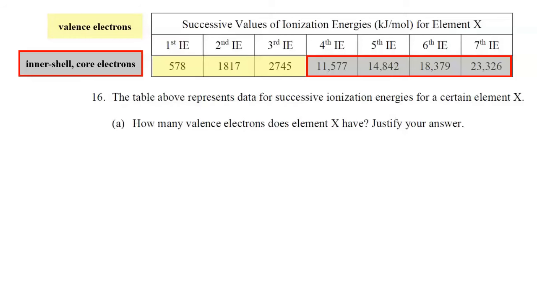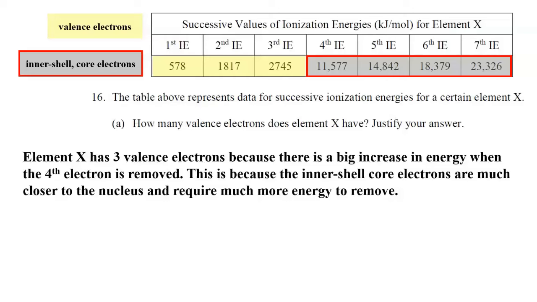remove. So the answer to part A is that this particular element has 3 valence electrons because there is a big increase in the ionization energy when the 4th electron is removed. This is because the inner shell core electrons are much closer to the nucleus and require much more energy to remove.